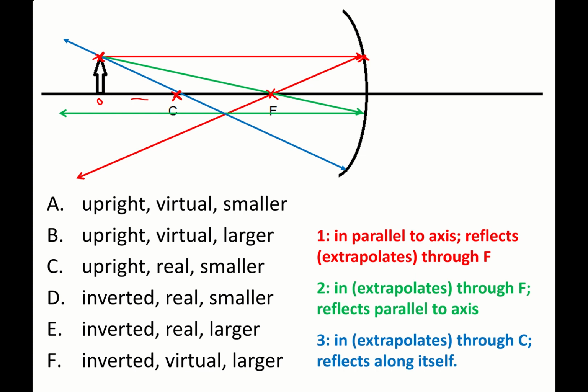Okay, so where do these rays meet? Well, if I look, the reflected rays all seem to be meeting at that point there. So there's my image. My image goes up to the axis and down to those points. So it's upside down, so it's inverted.